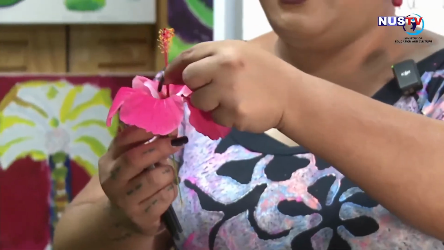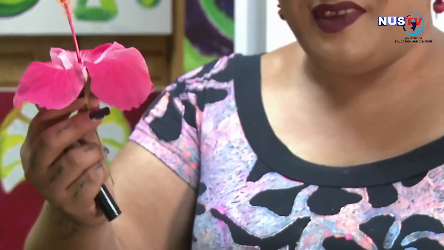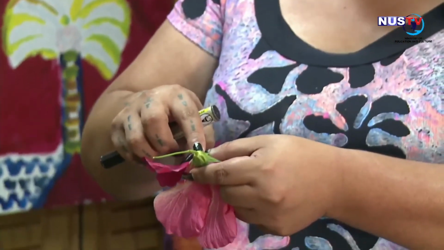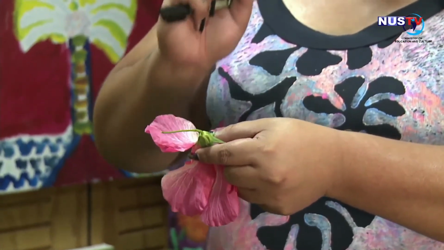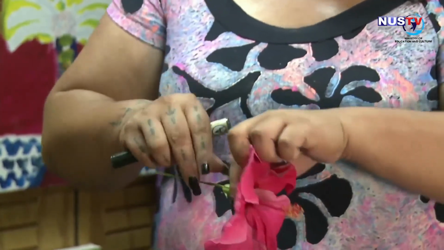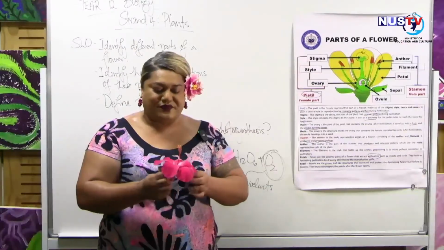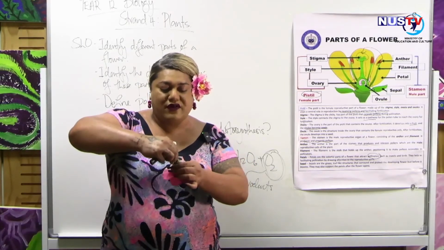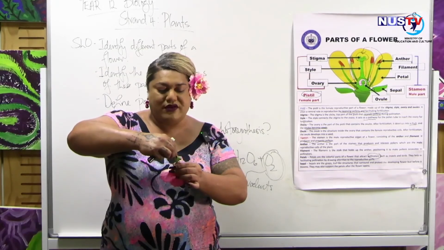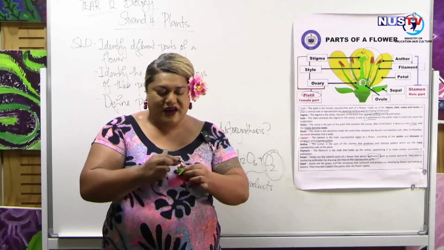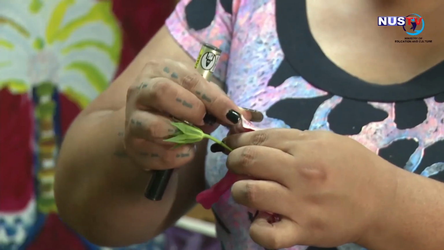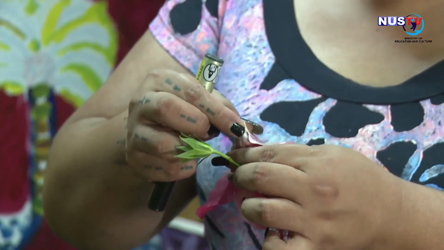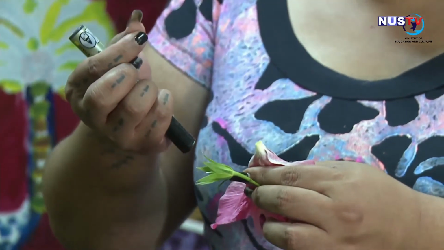This long part is called the style, and this part is called the sepal. Good. A very interesting part of the flower is at the bottom. If you take off the sepal, and then you touch the center, how does it feel? Yes, it's quite sticky.